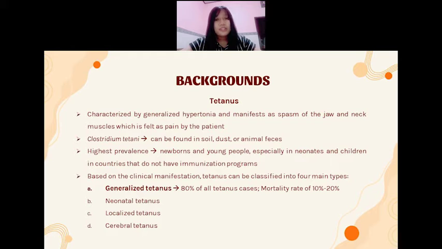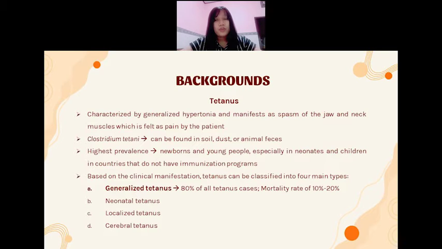The highest prevalence of tetanus is reported to occur in newborns and young people, especially in neonates and children in countries that don't have immunization programs. The disease is also common in those who have not been vaccinated or in older people with reduced immunity.